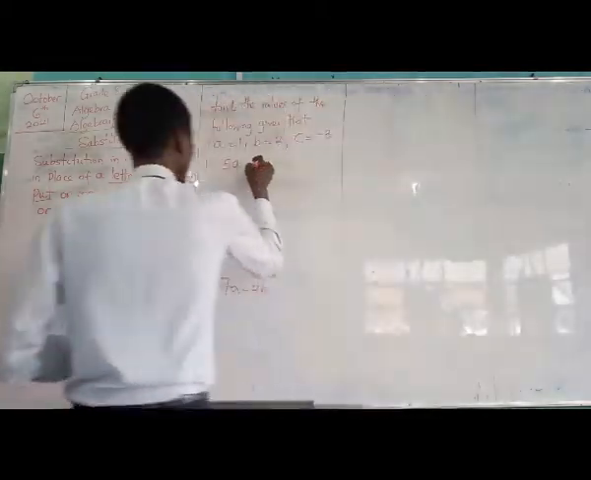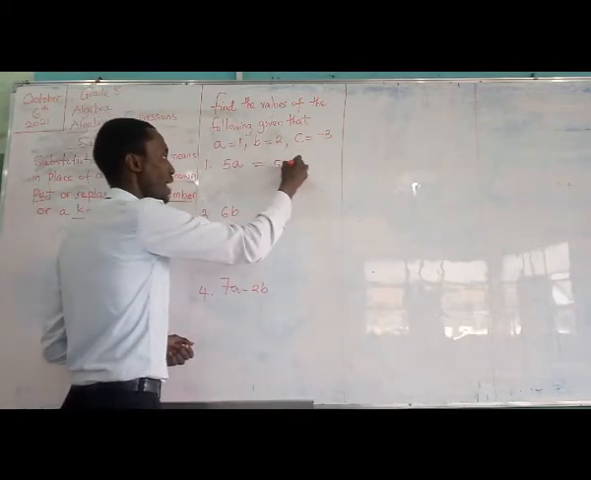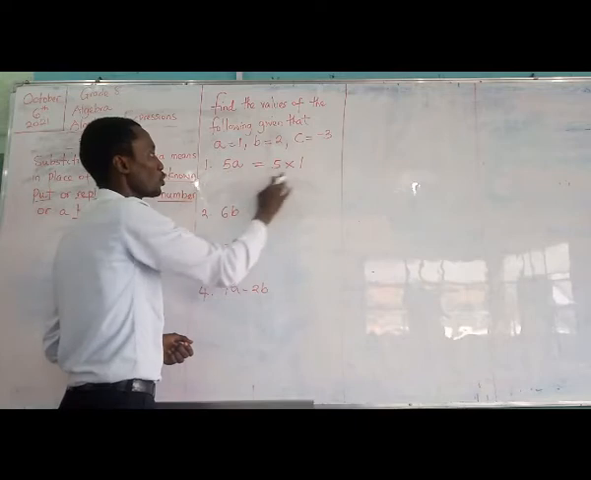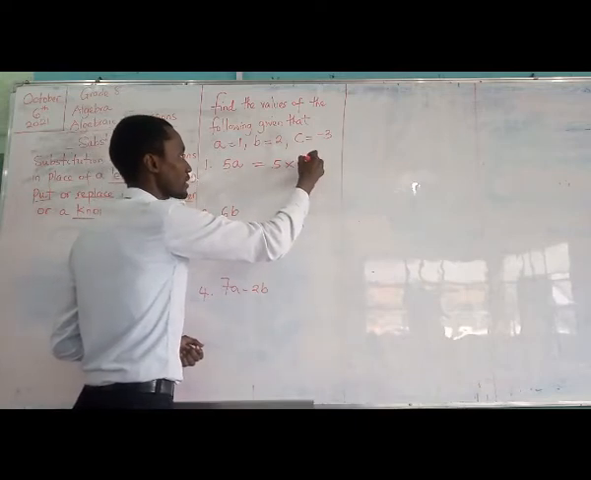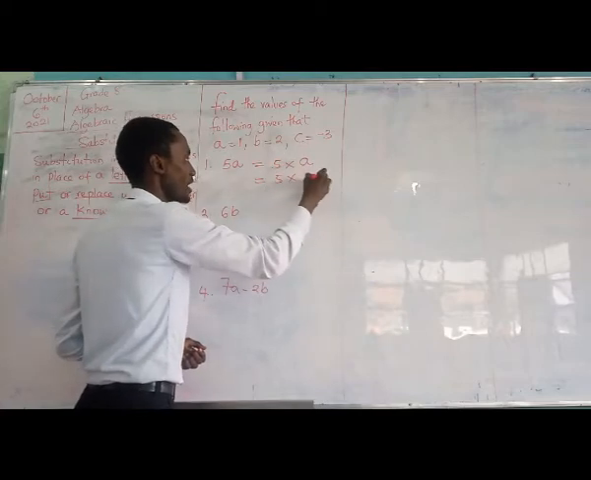So, how do we solve this? What is a? A is 1. So this will mean 5 times what? 1. So 5a would mean, let's break that down. 5 times a, which will now be what? 5 times 1. And my final answer is what?